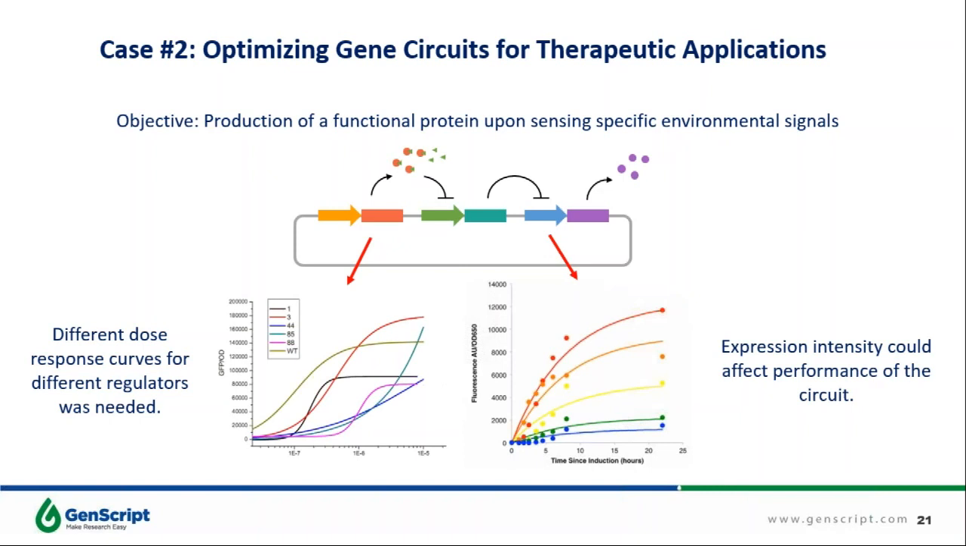The dose response curves for different regulators and the expression intensity of a certain promoter may affect the performance of the circuit. So your initial version of the circuit is very likely to be non-functional. For example, the expression level of a regulator gene may be too strong, so the circuit is always active even without induction. Or maybe the regulator binding is too strong to the promoter, so the expression level of the protein is very low even when desired. Either way, you cannot predict the best solution for your design.